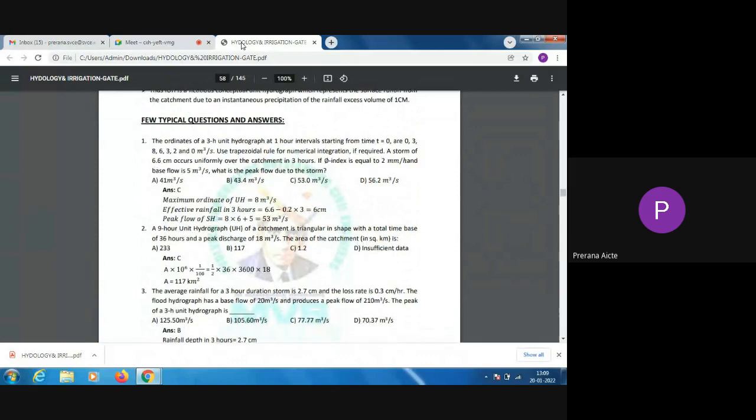See, the ordinates of a 3-hour unit hydrograph at 1 hour intervals starting from t equal to 0, these are the ordinates at 0, 3, 6 like this. Of course, it's the trapezoidal rule. In the solution, see the maximum ordinate is 8 meter per second. Effective rainfall in all 3 hours is 6.6 minus 0.2 equals 0.2 millimeter per hour. Base flow is 5 meter per second. So what's the peak flow? 8 into 6 plus 5, 53 meter per second.